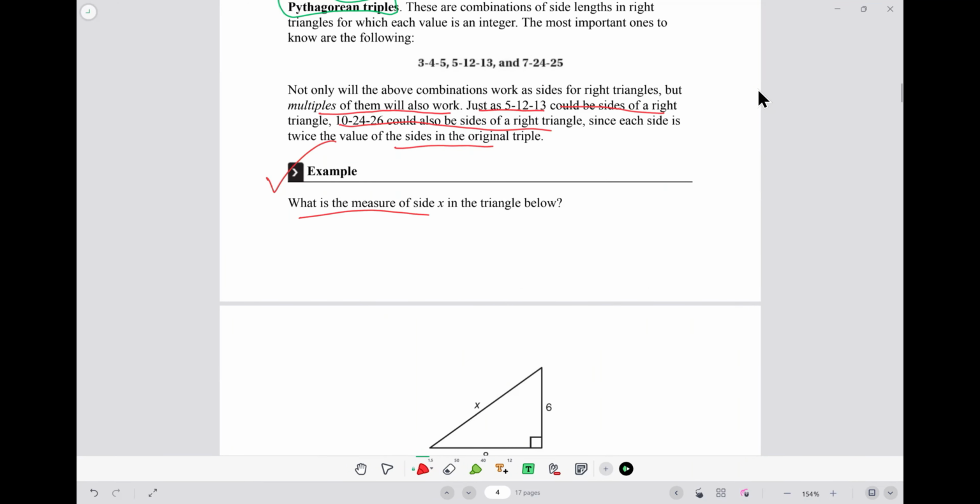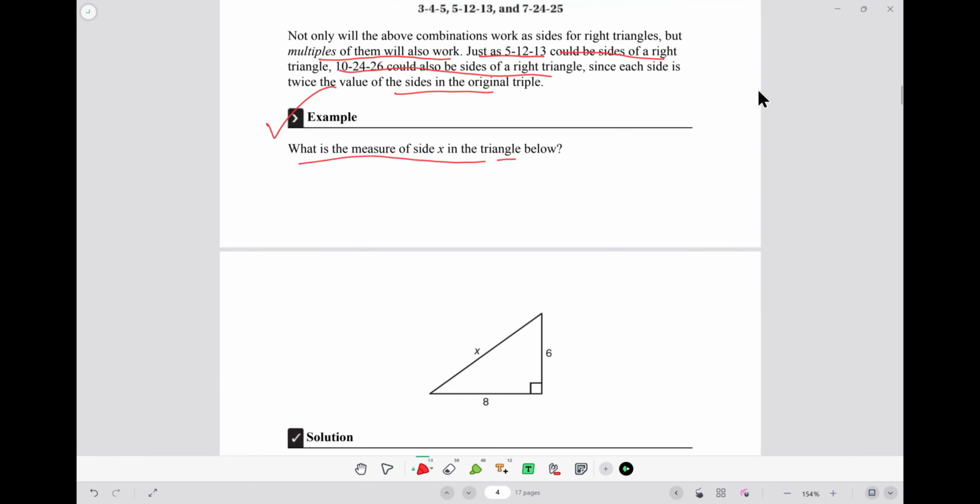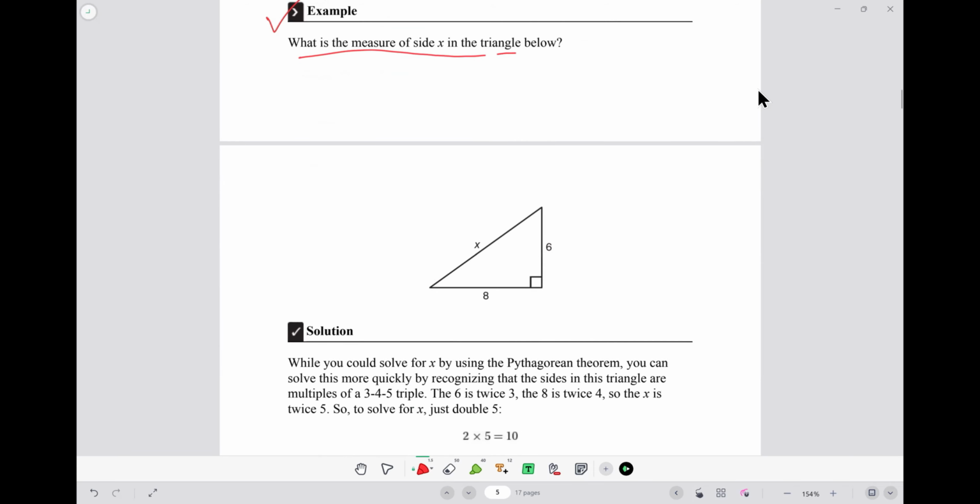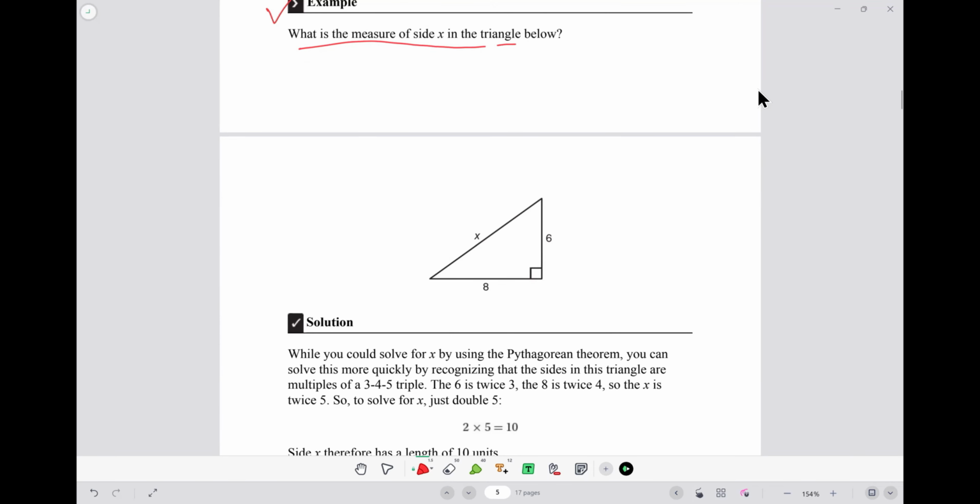What is the measure of the side x in the triangle below? The simple problem. You can solve it by using trigonometry, and you can also solve this problem by using the Pythagoras theorem. I suggest using the Pythagoras theorem, and x squared equals 8 squared plus 6 squared.